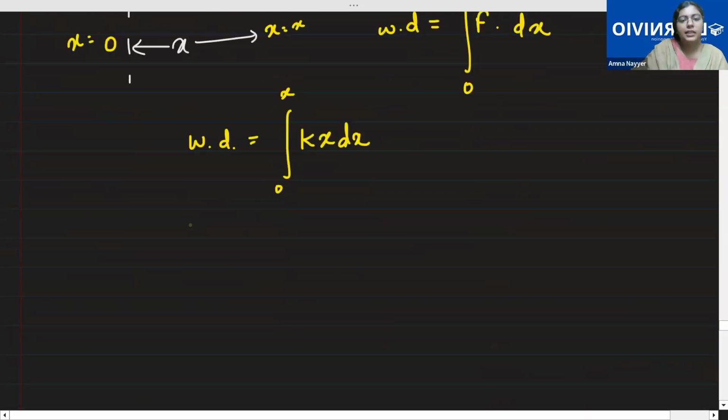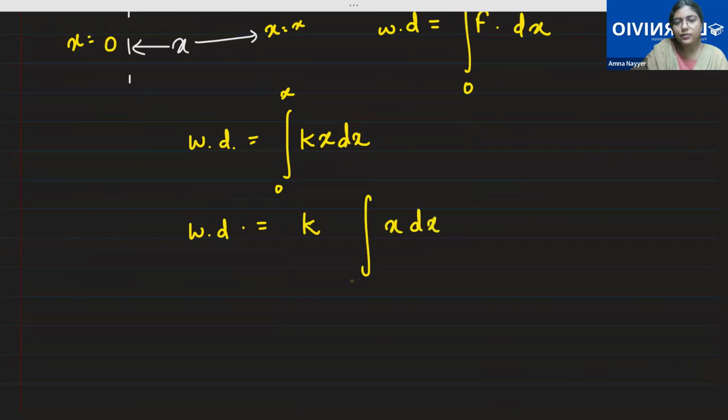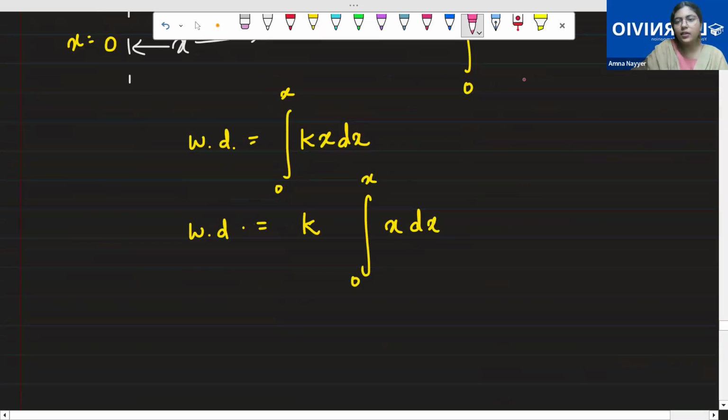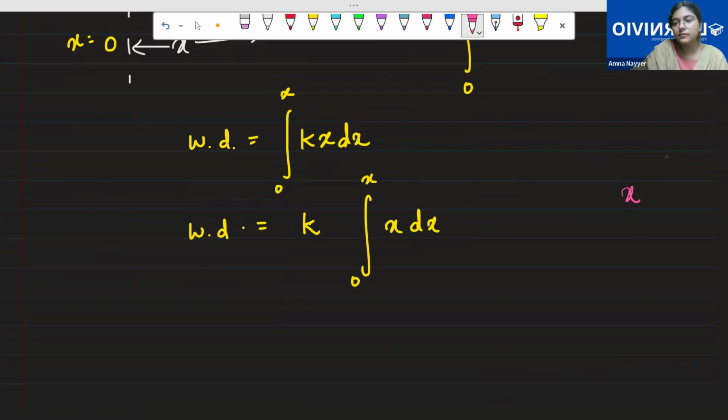Okay, now for work done, k, which is the constant, is taken out. The integral of x dx from 0 to x is left. Yes, Zara, the integral of x, what will it become? Okay, x to the power n becomes, on integration, x to the power n plus 1 divided by n plus 1. That is integration, not differentiation.